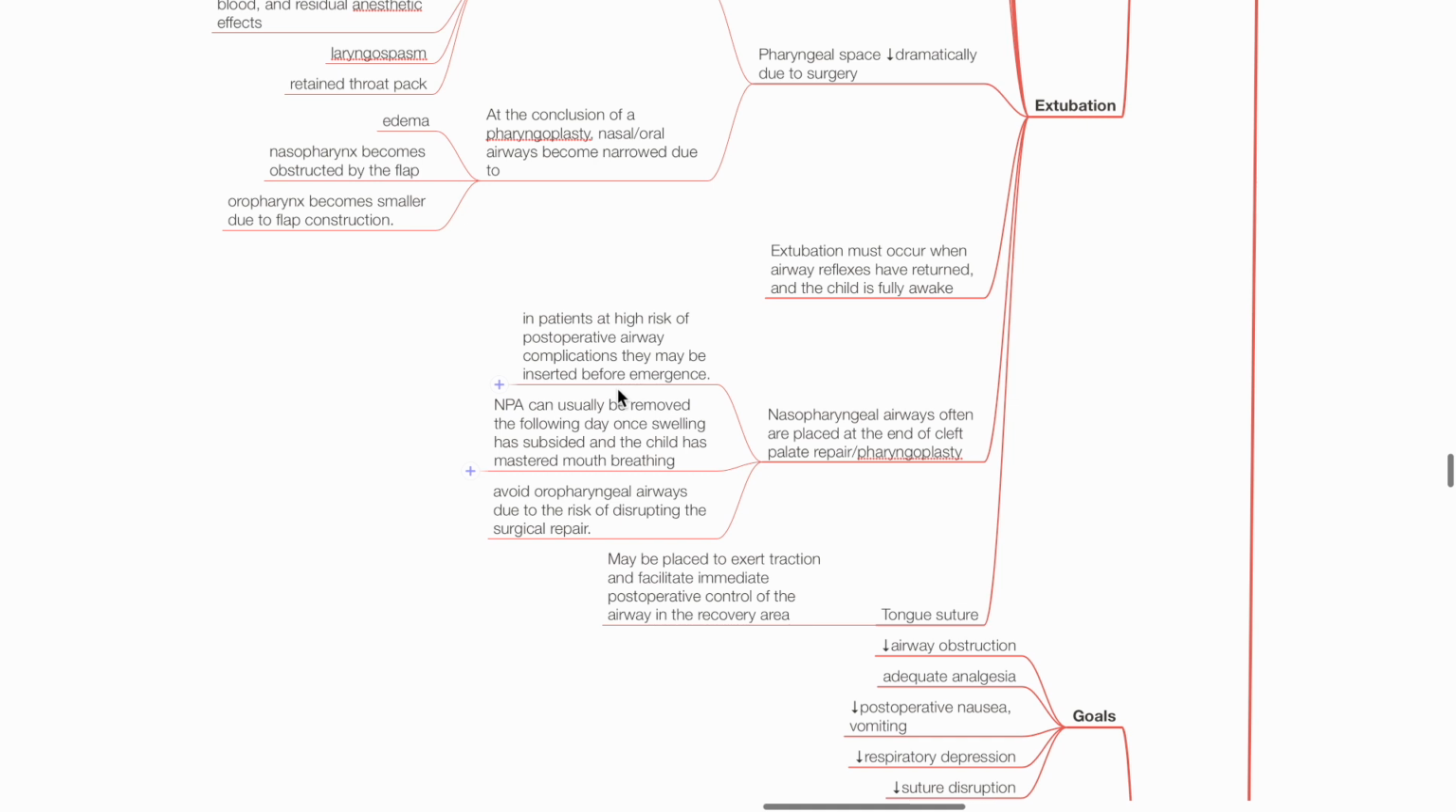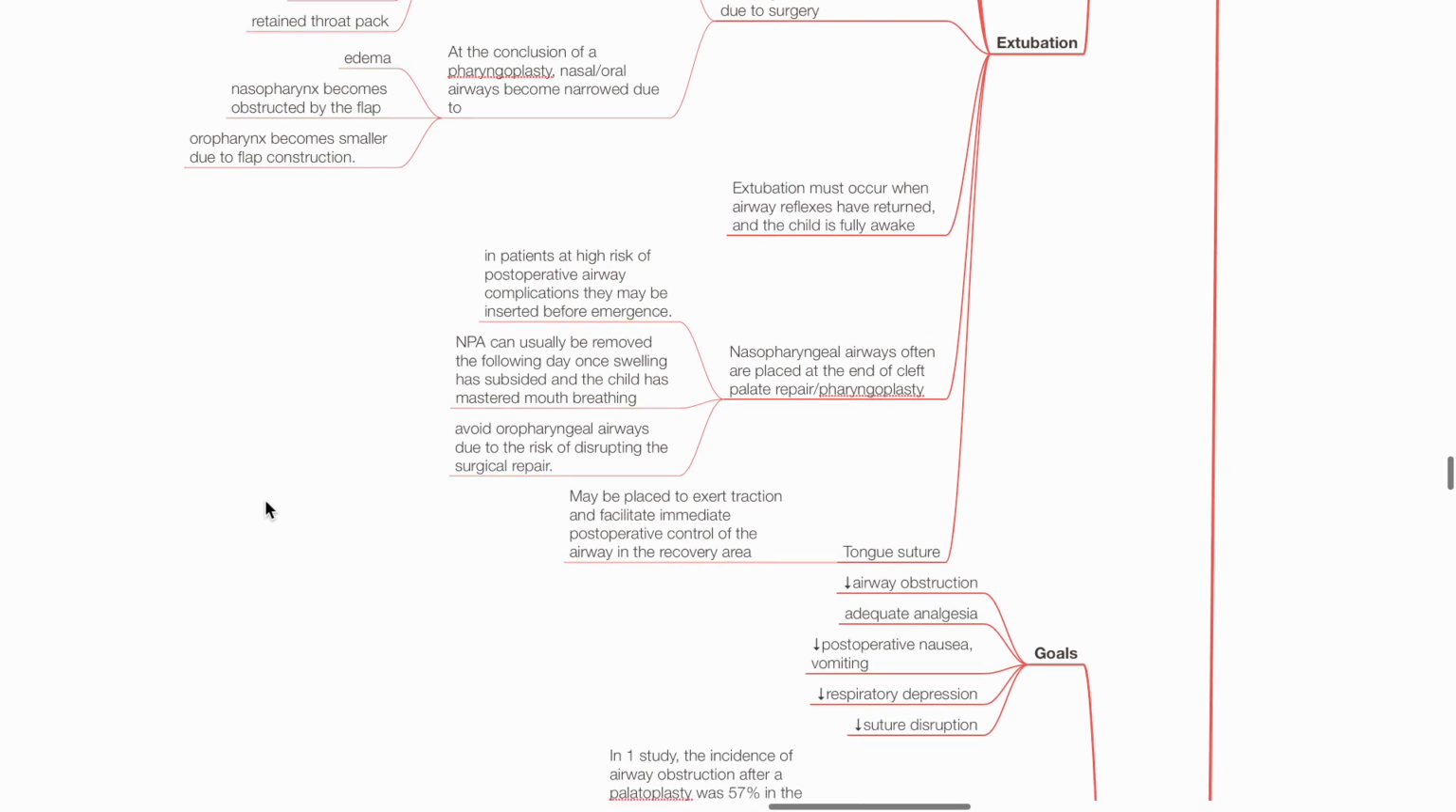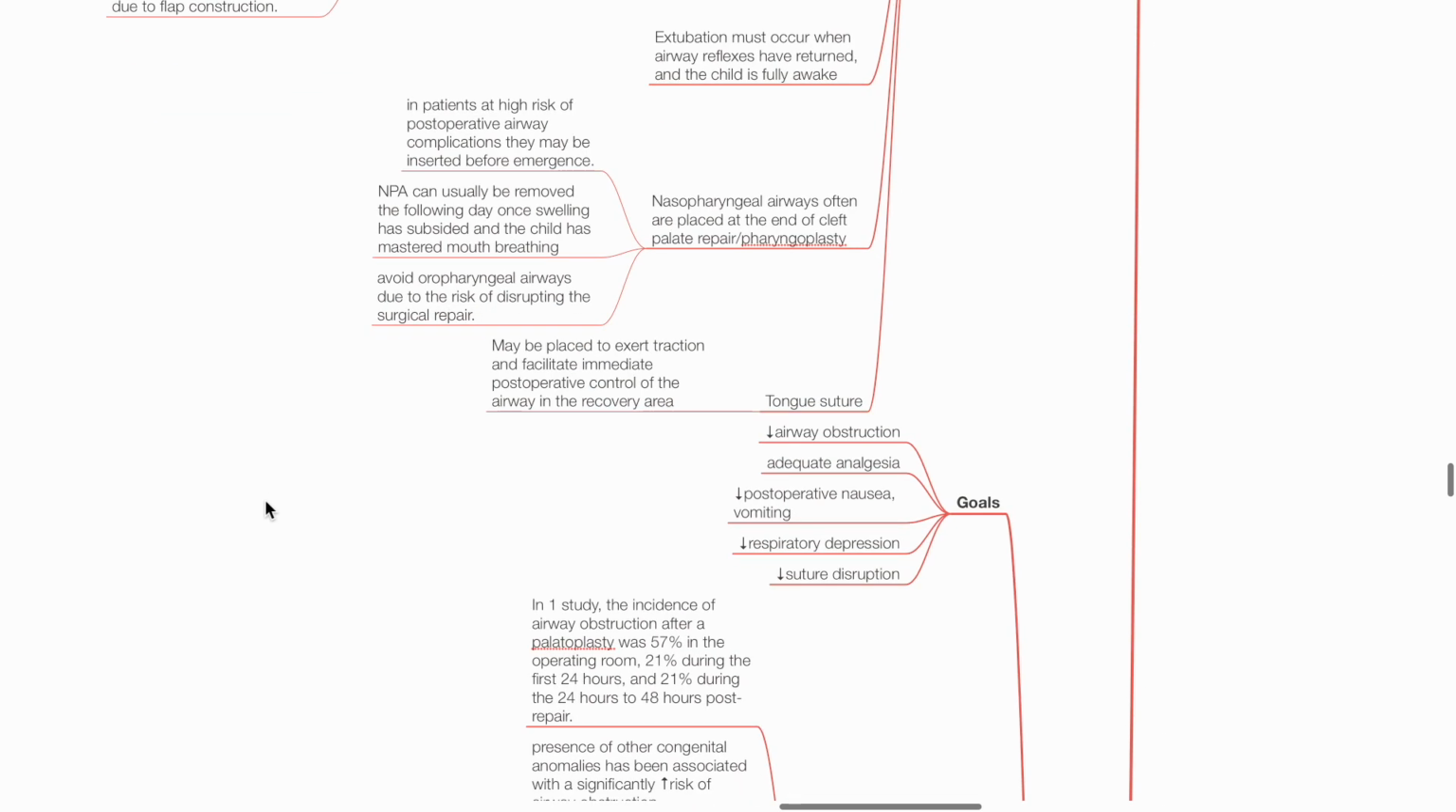Nasopharyngeal airways are often placed at the end of cleft palate repair or pharyngoplasty in patients at high risk of post-op airway complications. These can usually be removed the following day once swelling has subsided and the child has mastered mouth breathing. Avoid oropharyngeal airways due to risk of disrupting the surgical repair site. A tongue suture may be placed to exert traction and facilitate immediate post-op control of the airway in the recovery.